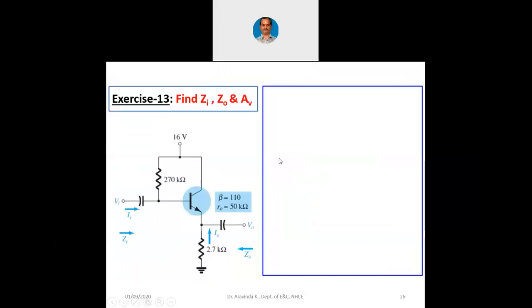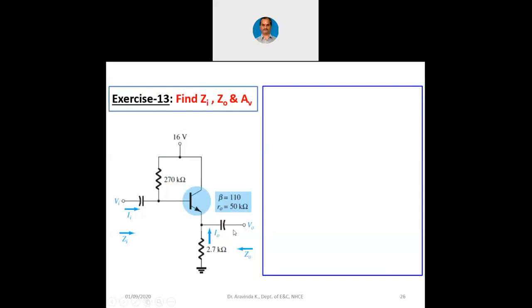So now, this is that exercise. Quickly, one of you tell me the answer. Exercise 13. Find Zi, Z0 and AV for the common collector configuration or emitter follower. R0 is given, beta is given, RB is given. You will have to find out small re.